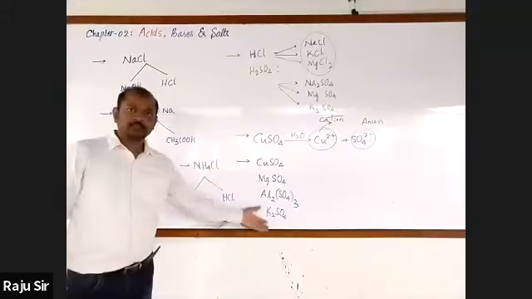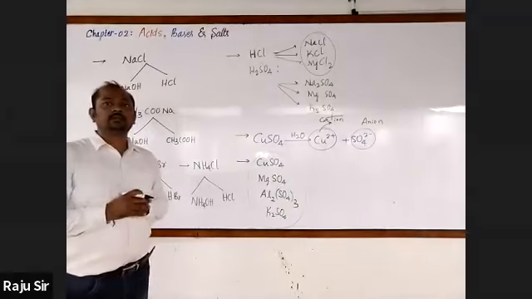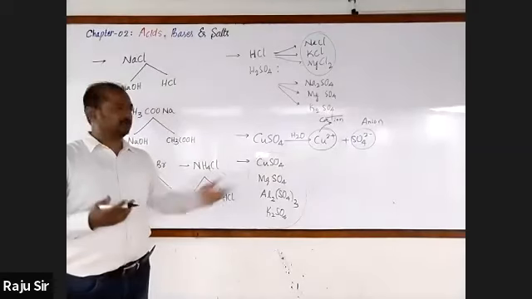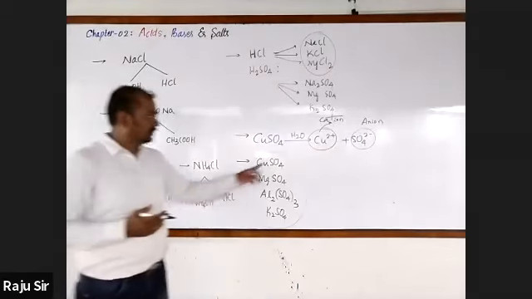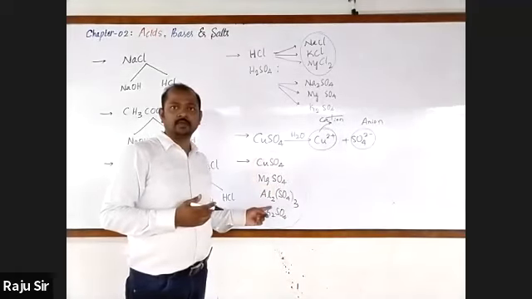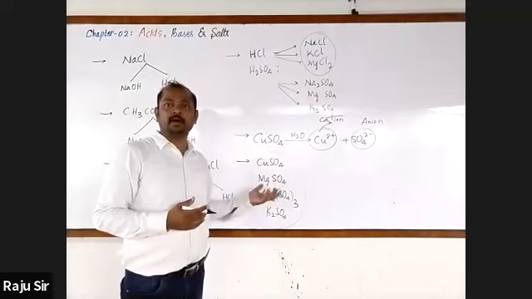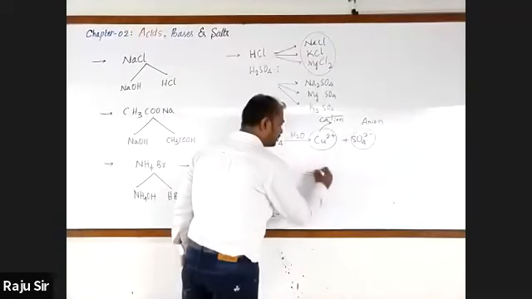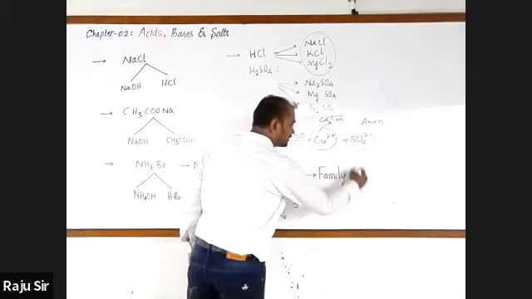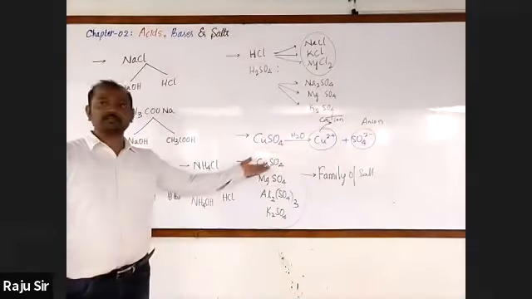Here I have taken a group of salts. In this group, you can observe that there is one common ion. Which is that, cation or anion? Anion. Sulfate. This ion is present in all the salts. So such a group of salts containing the same ion is known as a family of salt. It belongs to which family?